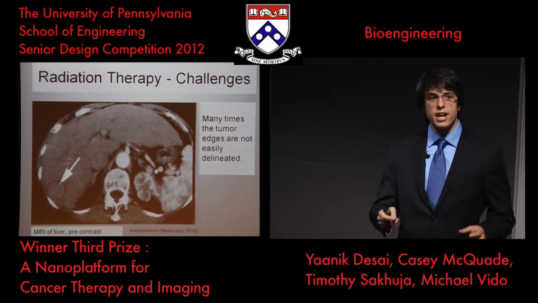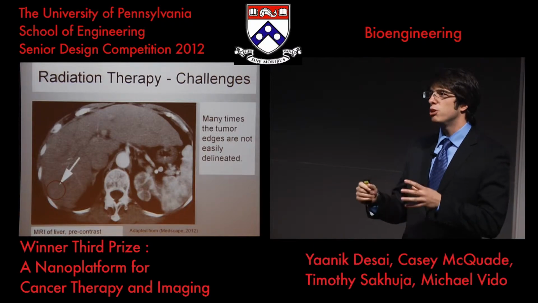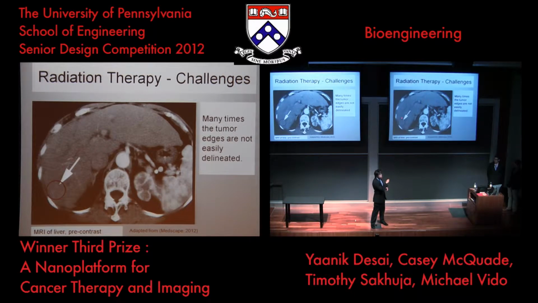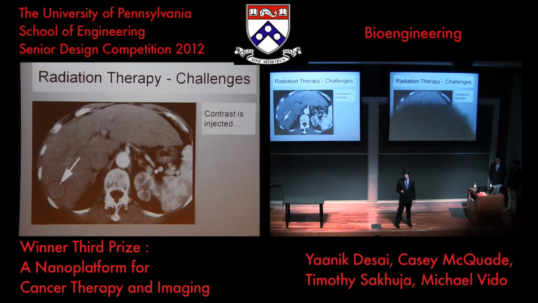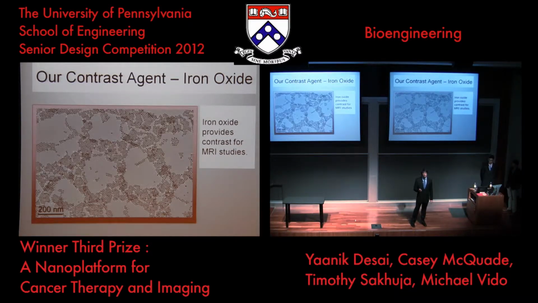The first of these is that in order to precisely target this radiation beam, you also need very precise imaging data. However, even with modern technologies, the actual extents of the tumor are not necessarily that easily discernible. However, if a physician injects a contrast agent into the patient and it localizes at the tumor, then you can see the extents of the tumor very clearly defined. In our case, we chose to use iron oxide nanoparticles, which at a very low concentration are able to give very crisp contrast under MRI imaging.